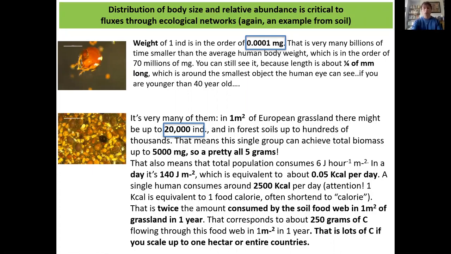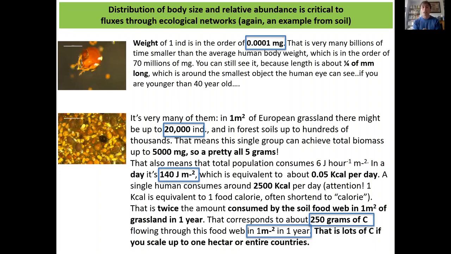So if you just do the math and you transform that body mass in terms of the total population size, in terms of the amount of energy that you need to support the population, and you convert that into carbon, you very quickly end up with very big amounts of carbon. And you can do the same for nitrogen and other key elements. And so it is the relationship between the body size and the configuration of the network that determines those fluxes.